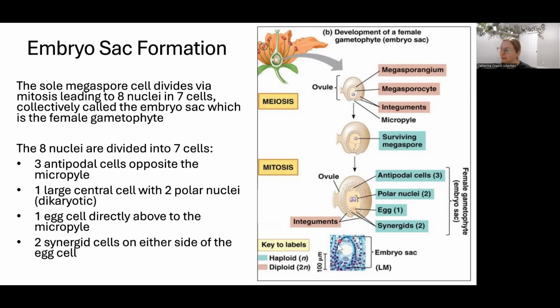Here's what it looks like in the microscope. So you can see the antipodal cells. You can see down here the egg and the synergids, and that's going to be where the micropyle is.